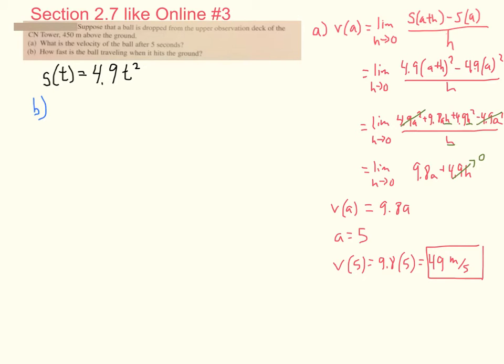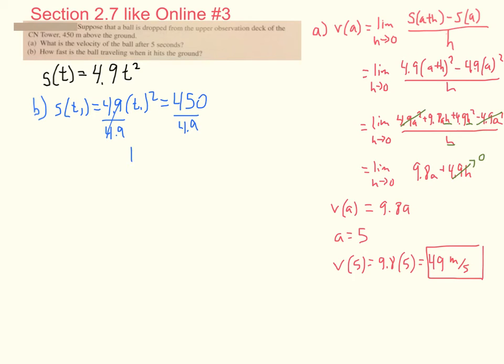Part B says, how fast is the ball traveling when it hits the ground? Well, first we have to figure out how long it takes to hit the ground. We know that for some time, t1, given by 4.9 times t1 squared, that's going to be equal to the distance that it travels to hit the ground. Well, we said it was dropping from 450 meters, so we're going to figure out when 4.9 times t1 squared is equal to 450.